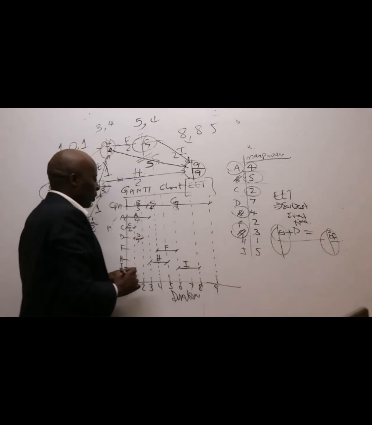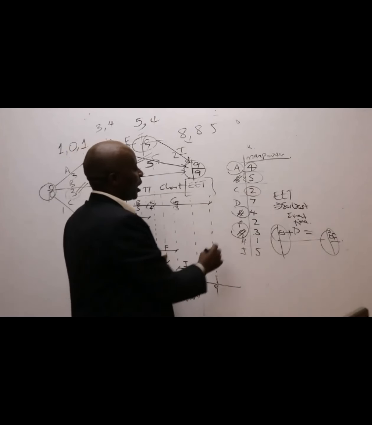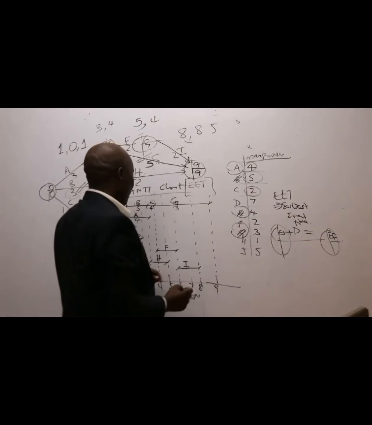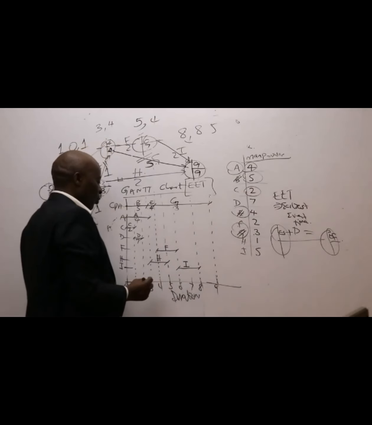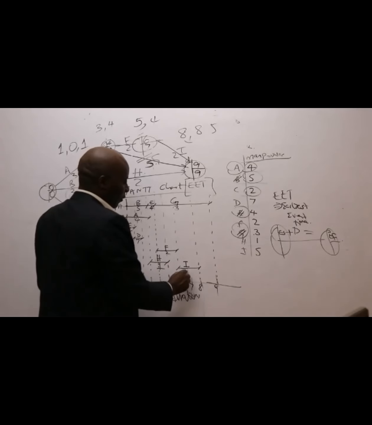From there, ladies and gentlemen, we have F. How many guys here for F? 2. So for F, we have 2. And then we have G. G already is like that. H, how many guys? 1. Number of workers. I, lastly, 5.